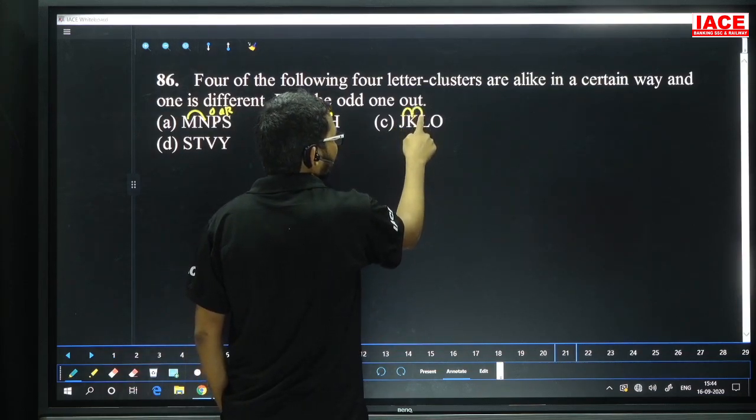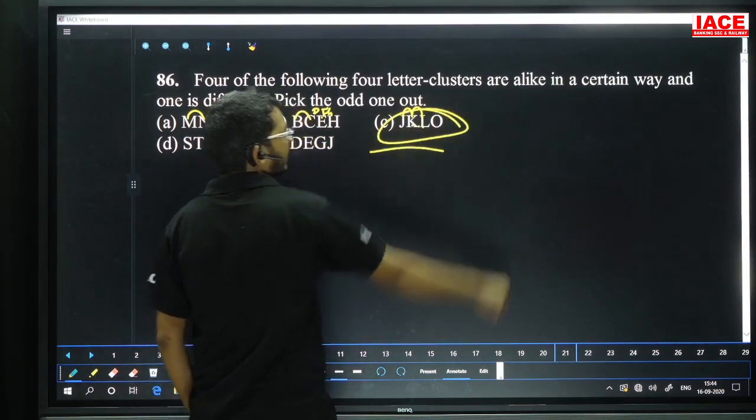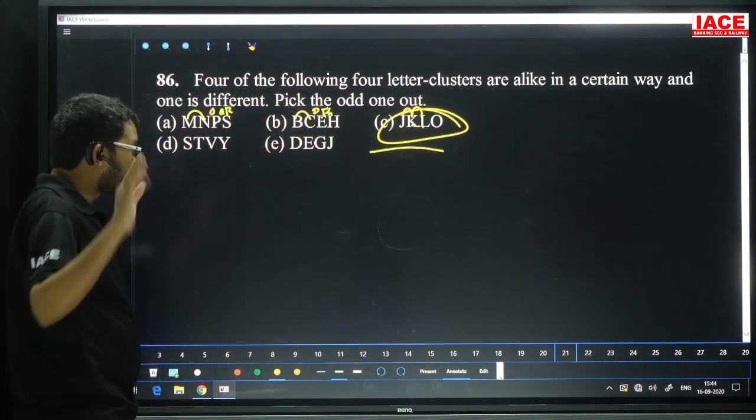Next one, L. But here there is no gap. J, K, L, without gap they given. This is the different one. No need to check the remaining also. If you want to check, check.